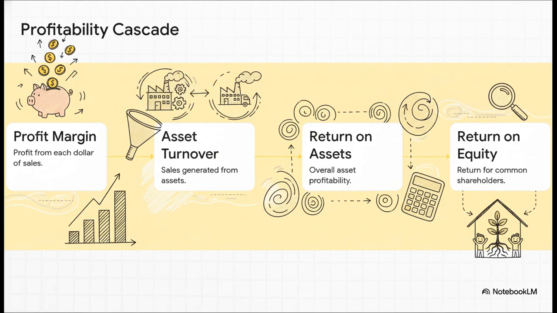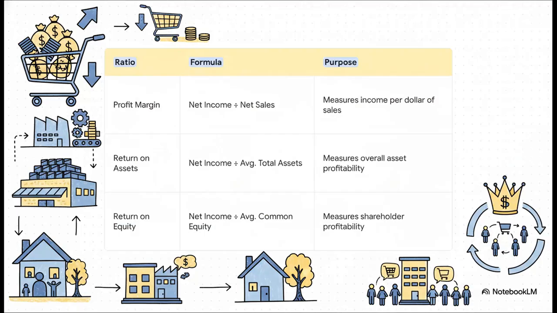How efficiently are you using all your stuff, your assets, to generate those sales? Put those two together, and you get return on assets, which is a great measure of overall operational profitability. But the cascade doesn't stop there. The final step is return on equity, which shows what that performance means for the actual owners of the business. And here are the formulas.